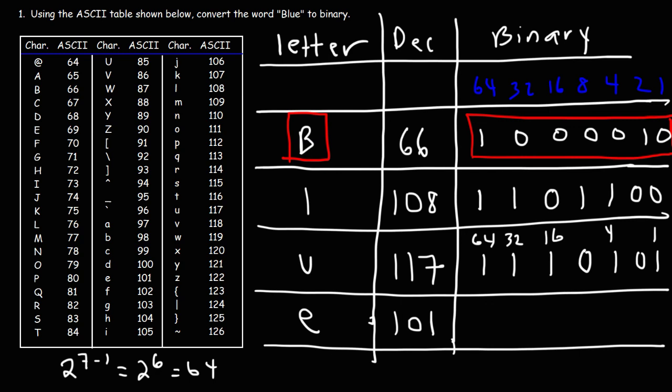Now, for the letter E, we need to get 101. So we need to add up 64 and 32, that's 96. So we only need 5 more to get to 101. So we're going to use the 4 and the 1. So that's the binary code for the letter E in the ASCII table.